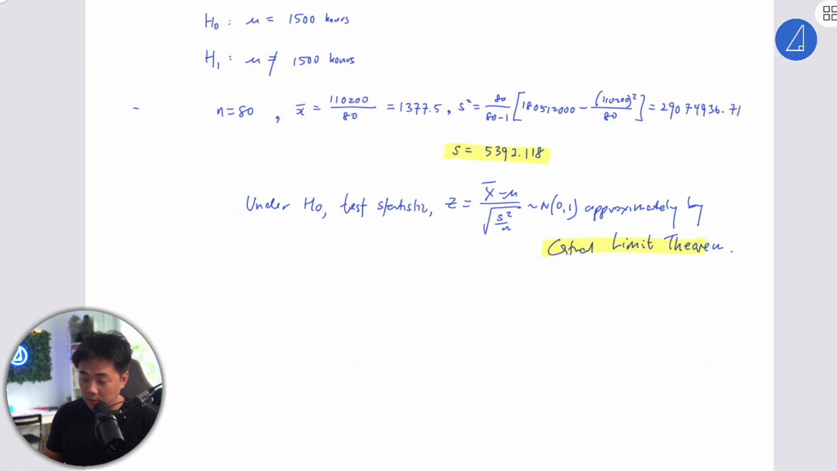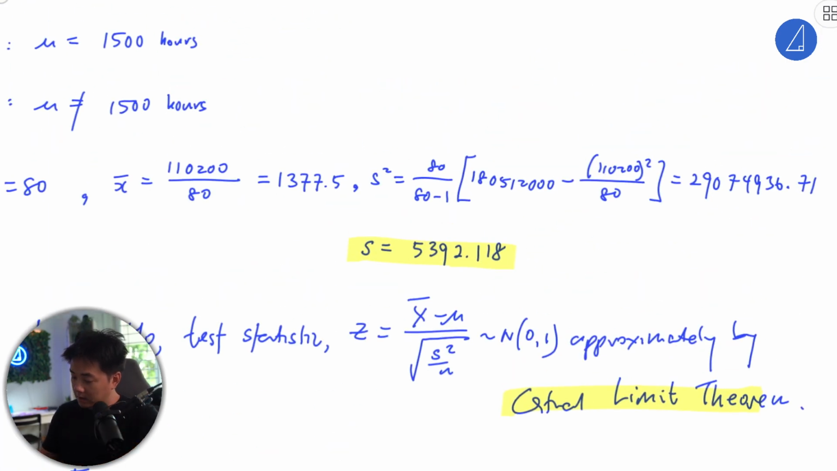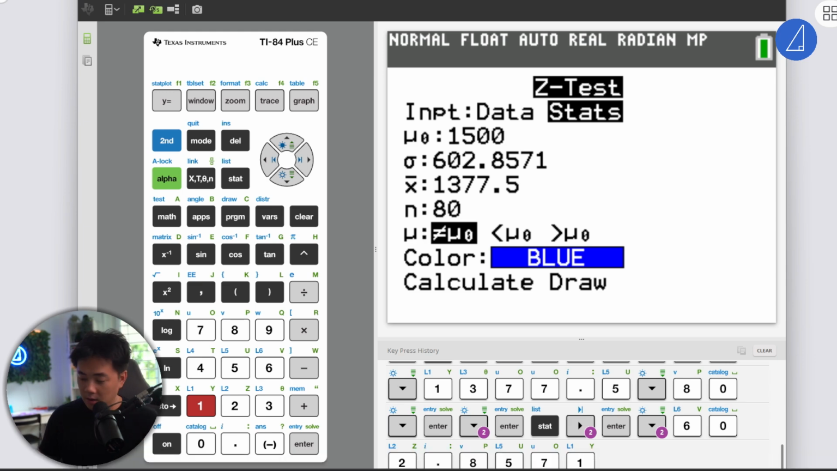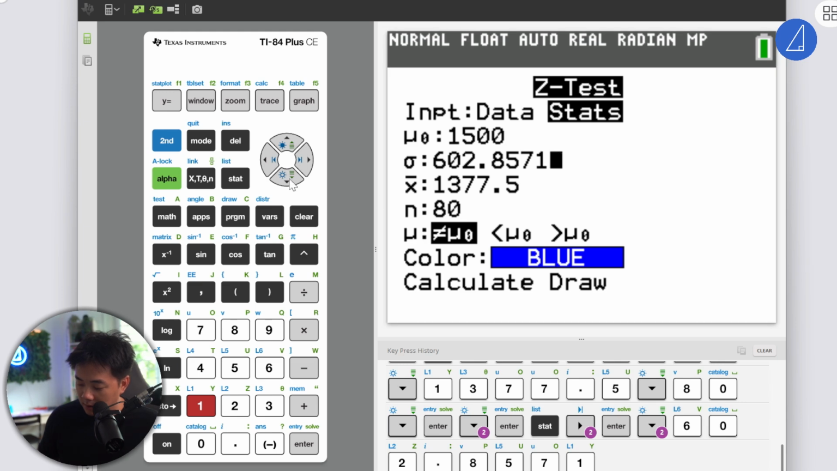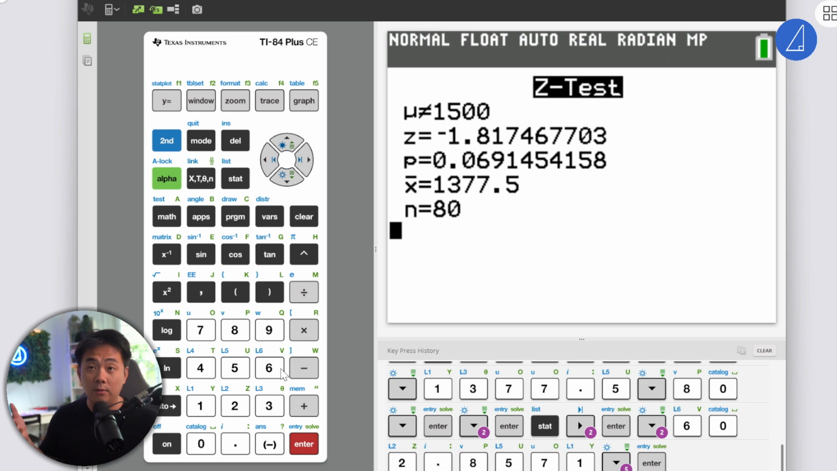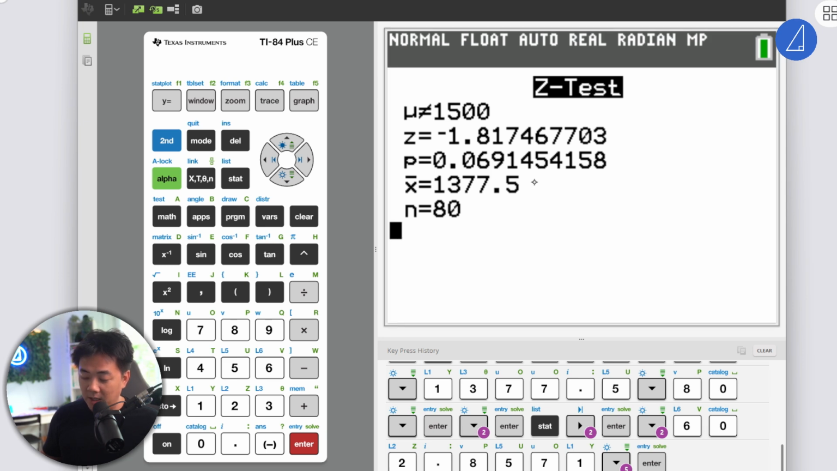You need to write "by central limit theorem". From the GC, sorry, I wrote the formula wrongly, so let me mark it down. This is 1 over n minus 1. The reason why I know it's wrong is because the p-value was 80%, so something may have gone wrong. Just take note of that. So this p-value is 6.914%.